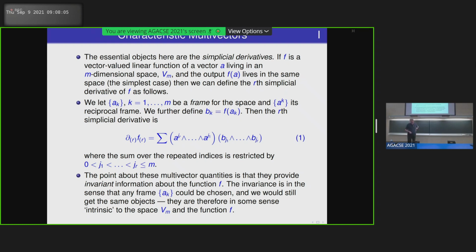And the point about these multivector quantities is that they provide invariant information about the function f. And what do we mean by invariance here? It means that you can choose any frame at all, a sub k, that you like to start things off with, and the objects would still be the same. So this is the invariance. It's giving us something intrinsic about the space and the function f. These are very interesting objects to compute in general because they provide this invariant information.